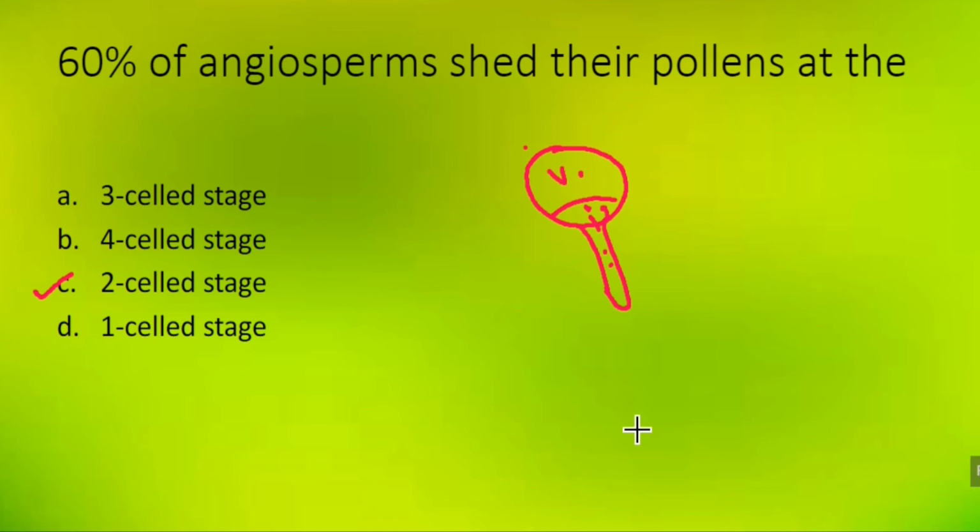Majority is shed at the 2-celled stage, but there are certain plants, 40% of plants, where before shedding itself this will divide into 2.